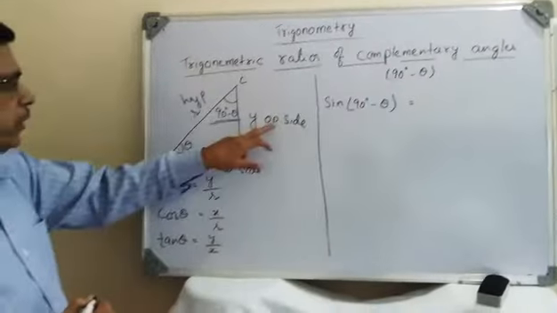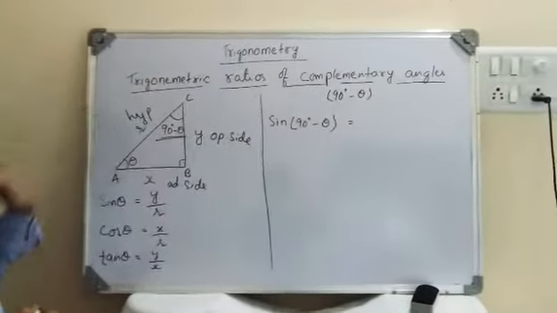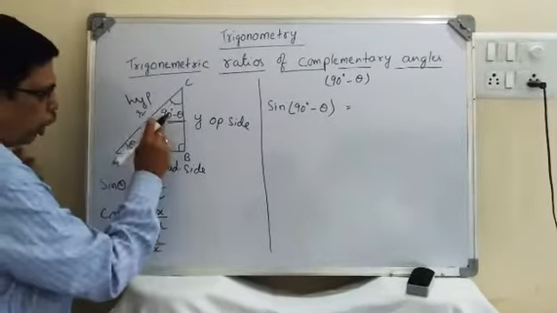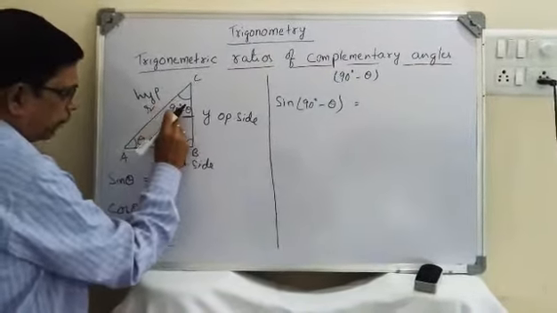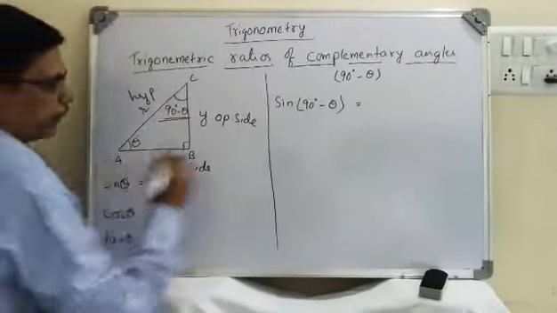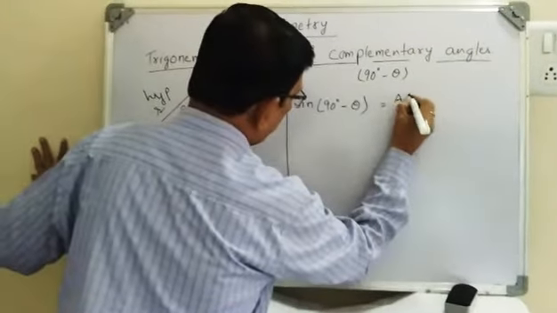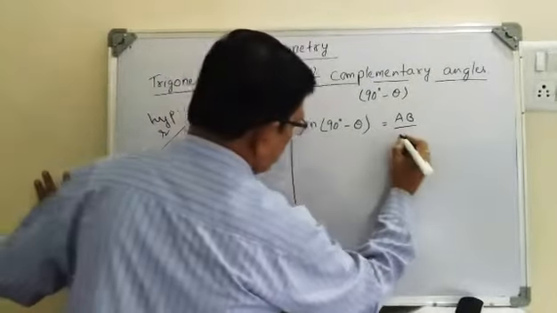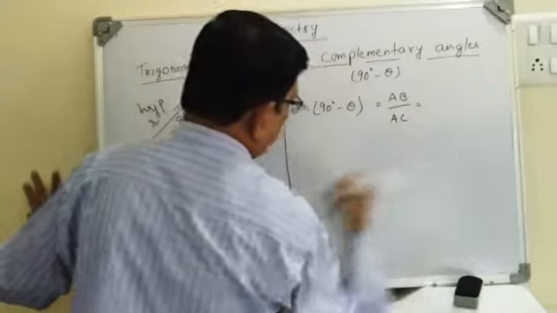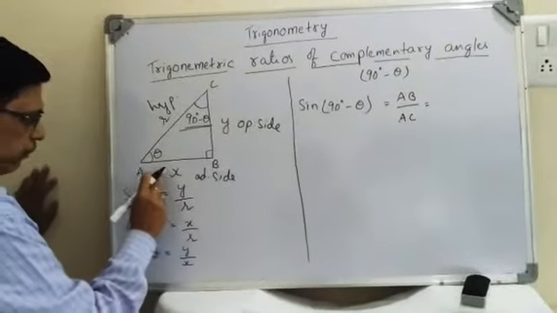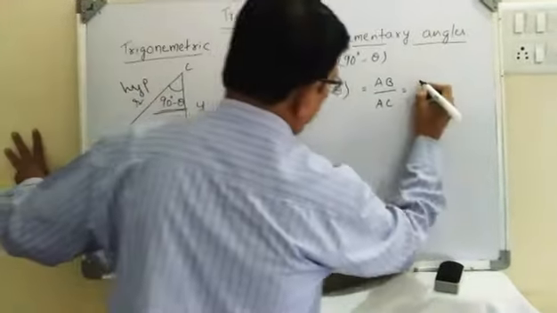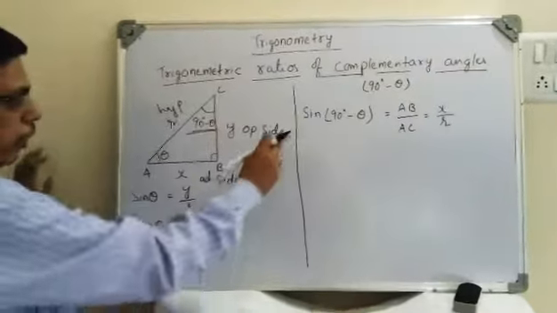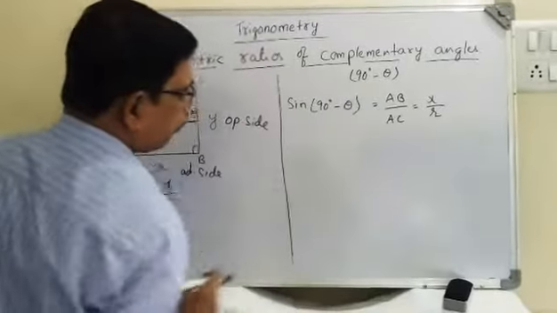Sin 90 minus theta means what is the sine ratio? The sine ratio is opposite side by hypotenuse. Now if you observe this figure carefully, the opposite side of 90 minus theta is equal to AB, and the hypotenuse is the same AC. So this is equal to, what is AB? Here we took x and this is r, x by r. Now we got sin 90 minus theta is equal to x by r.